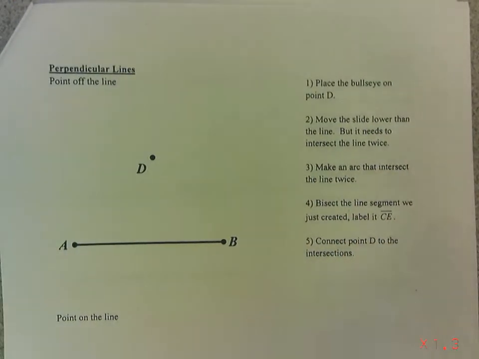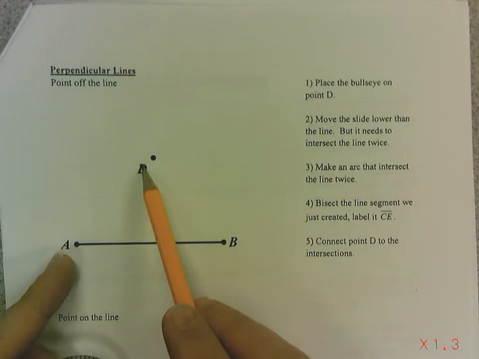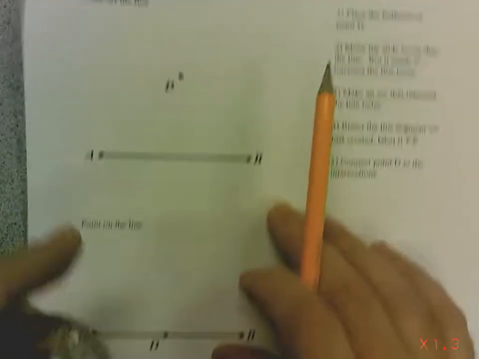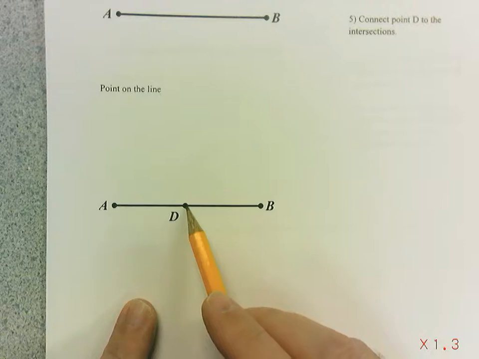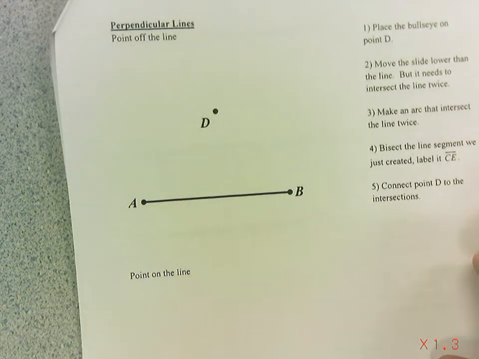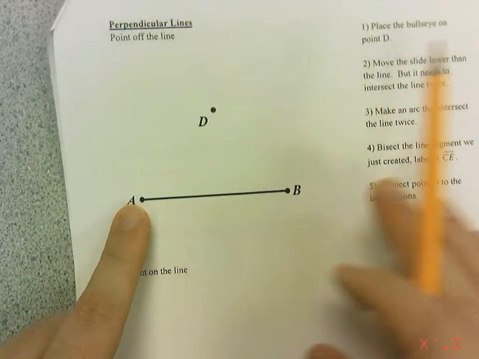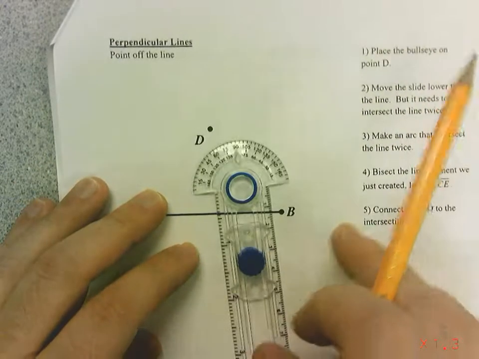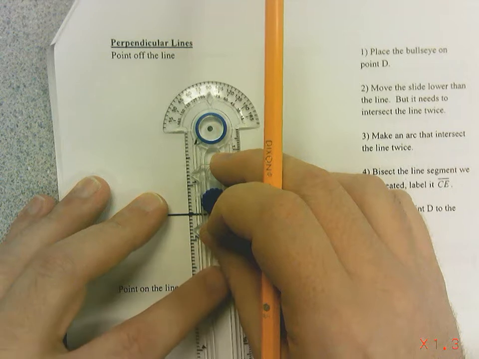Now on your assignments, tests, or whatever, it may not be labeled point D, but there will be a point that's not on the line or a point that's on the line like this. But it will be kind of obvious what point it wants the perpendicular line to go through, because it's not going to want to be one of the endpoints. Okay? So you place the bullseye on that point.